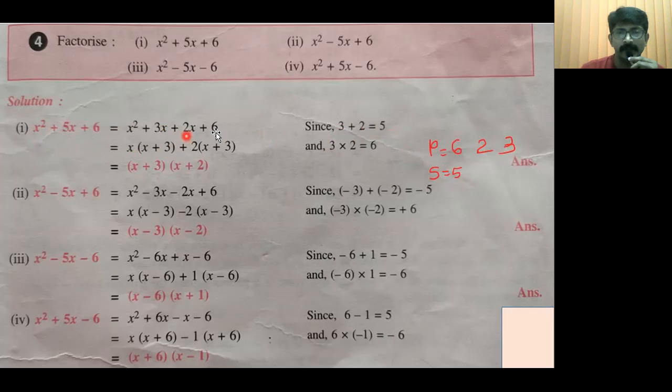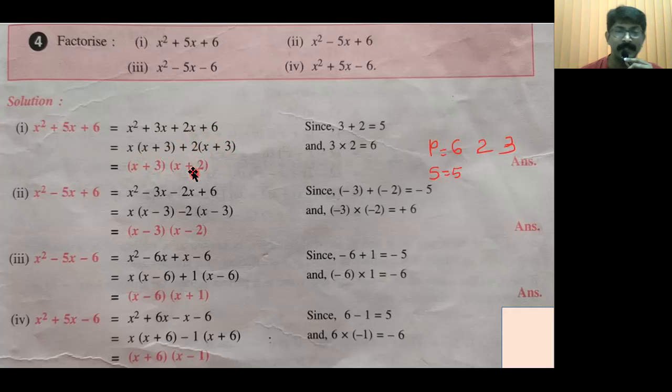From 2x plus 6, what can be taken out common? 2 can be taken out common. So if we take out 2 common, what will be left over? X from here and 3 from here, because 2 threes are 6. And now you can take x plus 3 common outside and x plus 2 in the second bracket. Isn't it simple? Yes, you can show me a thumbs up if you have understood.